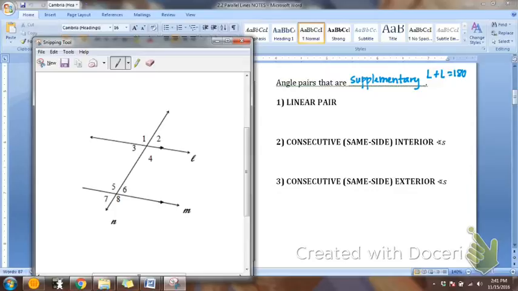So we already talked about what a linear pair is. Remember, they are adjacent or beside each other. And a linear pair makes a what? A line. Makes a line, right?